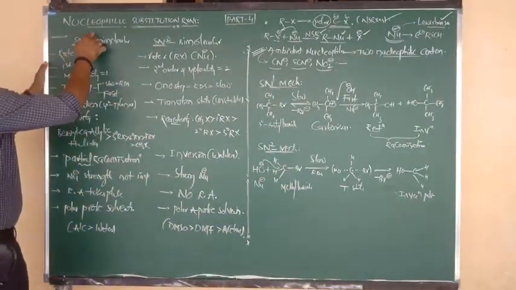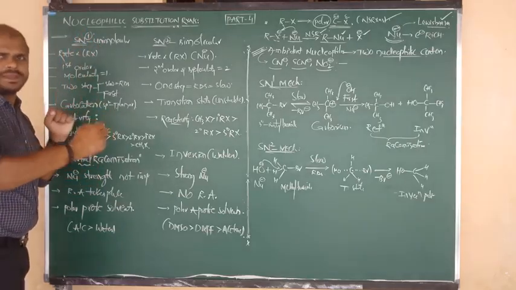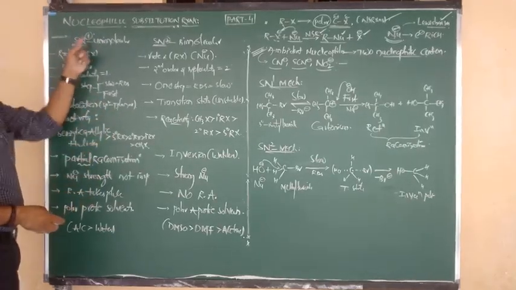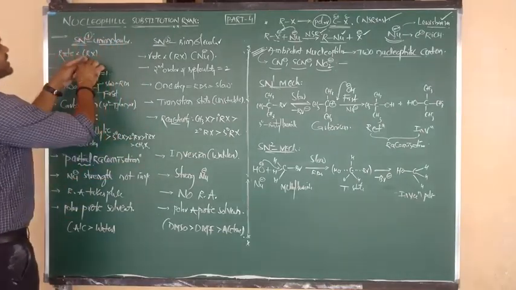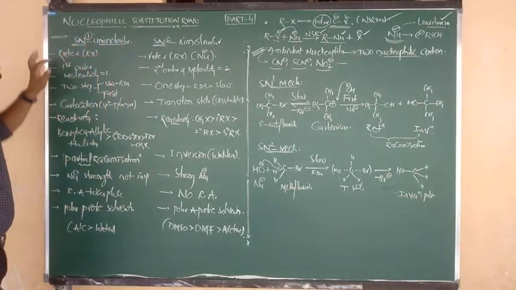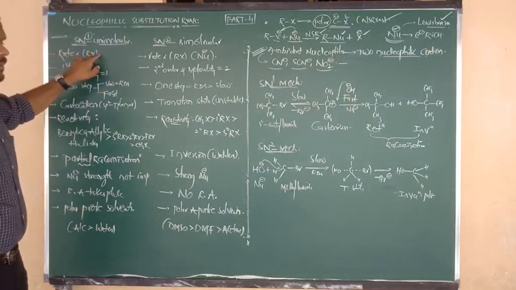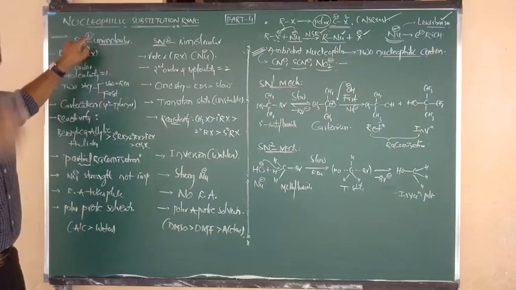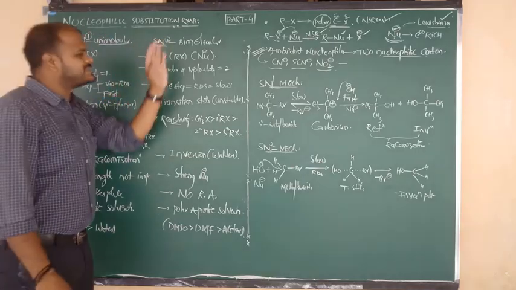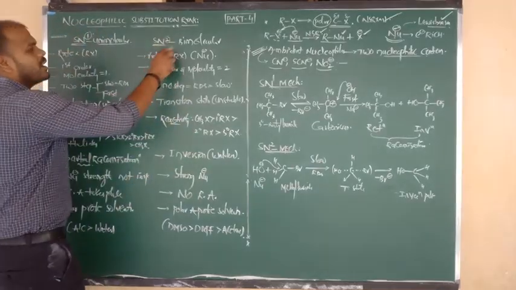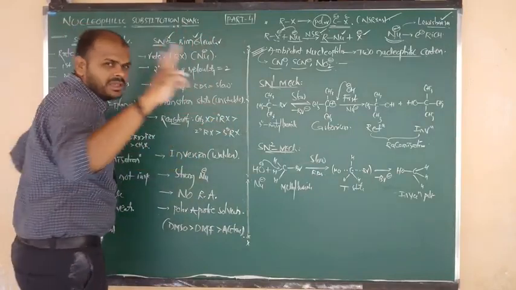In SN1 reaction, the rate or speed depends upon only one molecule, unimolecular, and the molecule is nothing but alkyl halide. So the rate of reaction is directly proportional to the concentration of alkyl halide; it depends on one molecule, unimolecular. But in SN2 reaction, the rate depends on two molecules. That's why I am saying bimolecular.